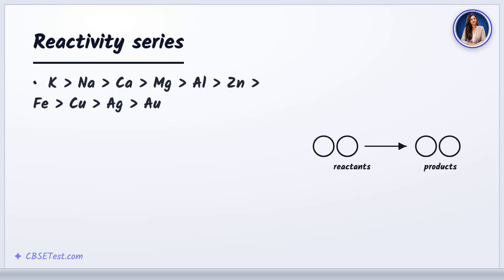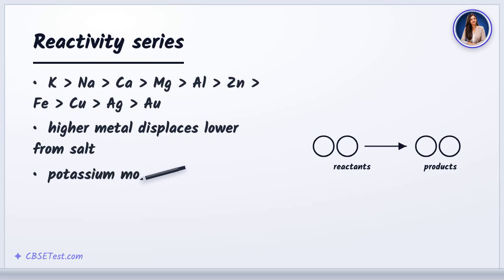Metals are ranked by reactivity, from potassium at the top to gold at the bottom. A more reactive metal can displace a less reactive one from its salt solution.